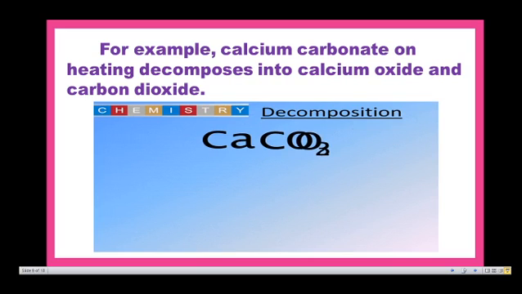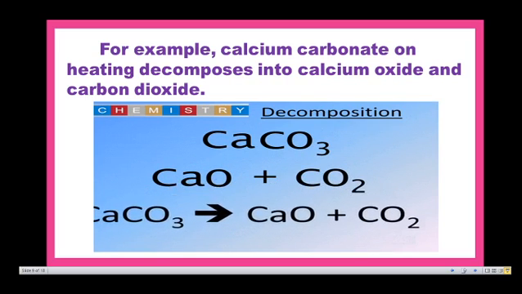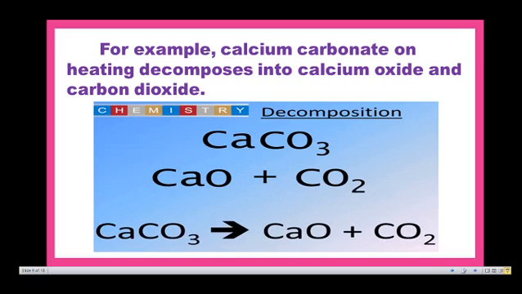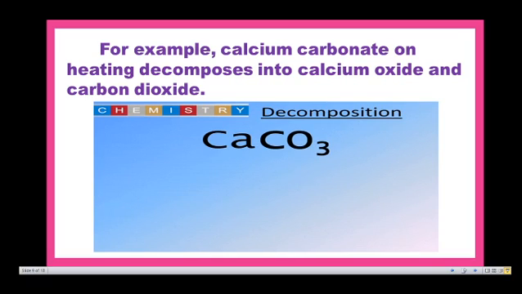For example, calcium carbonate decomposes and produces calcium oxide and carbon dioxide. A single compound decomposes into two new compounds. They split up into two compounds. One is calcium oxide, another one is carbon dioxide.